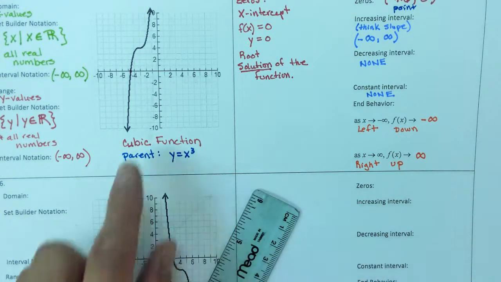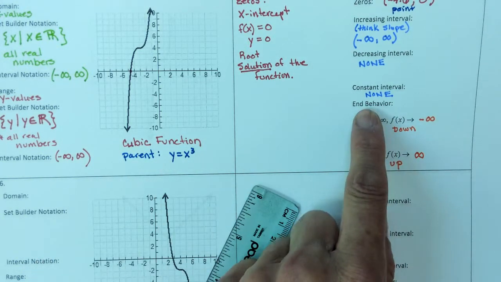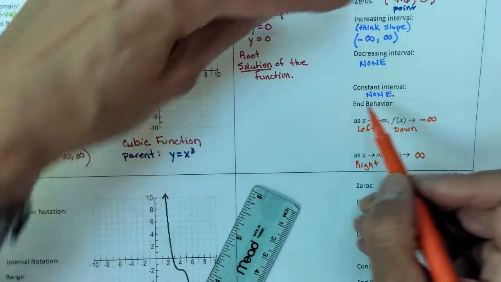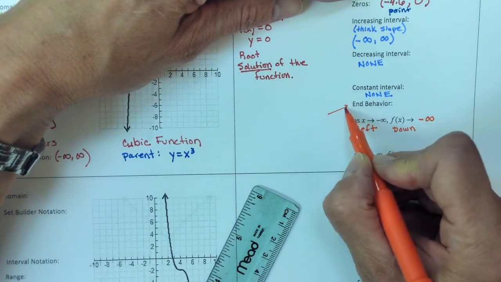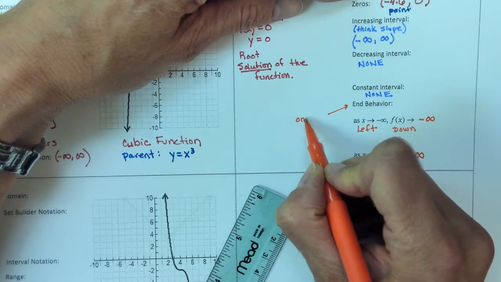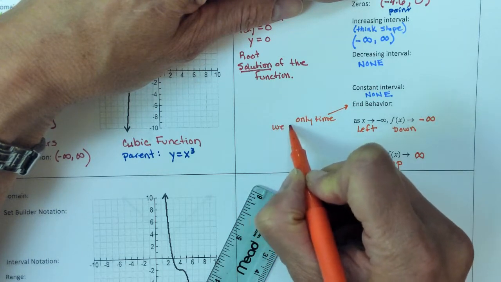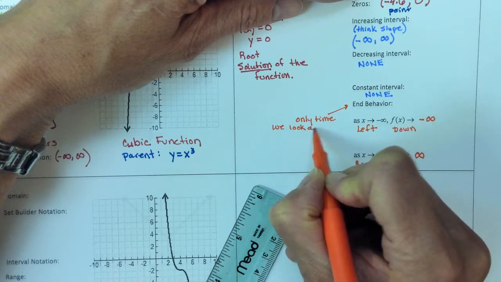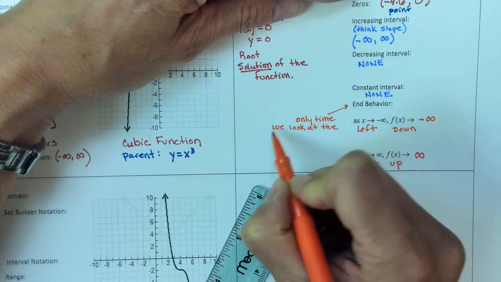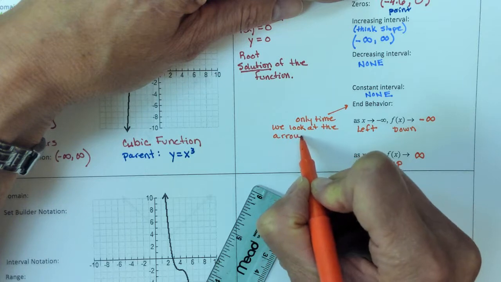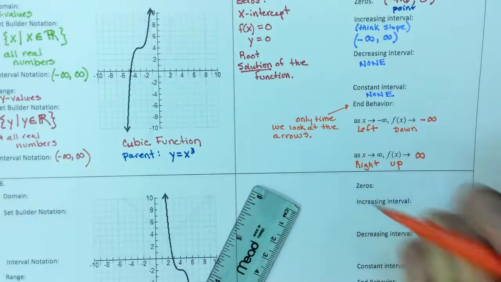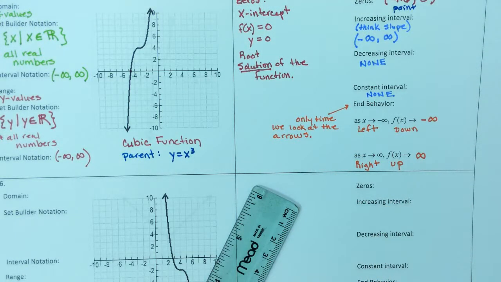The only time you're going to look at arrows is when we look at end behavior. So let's just write that little note. Only time we look at the arrows, because that tells us the direction that the function is going.